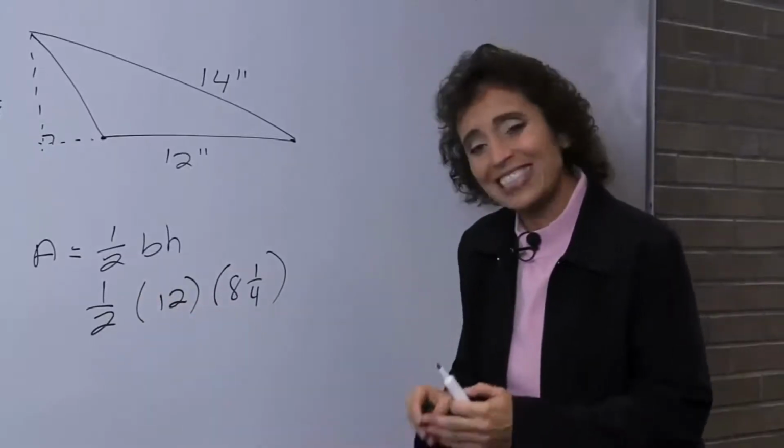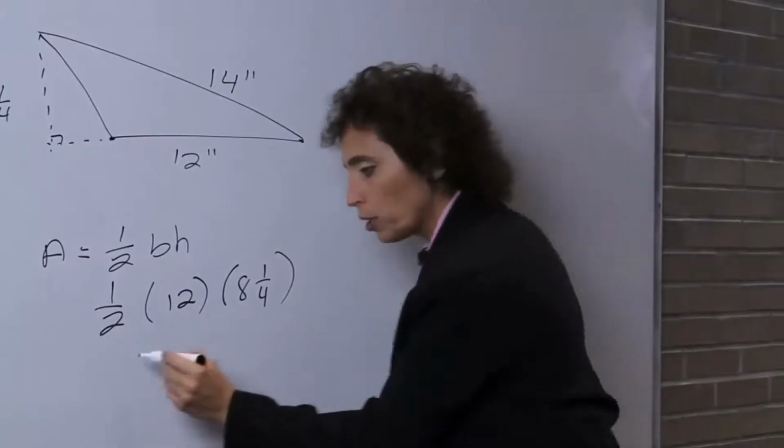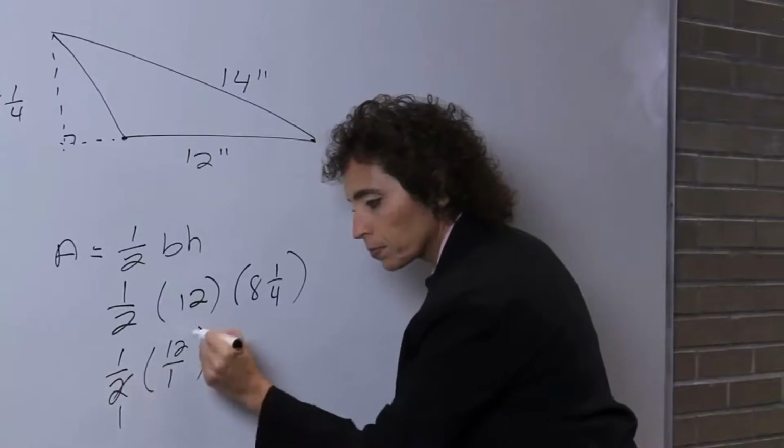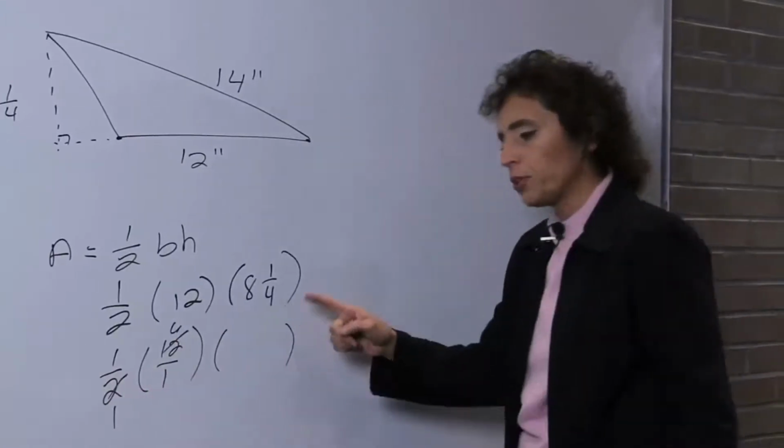1/2 of 12 is 6. If you don't believe me, watch what we can do. We can go 1/2 times 12 over 1. We get 6.